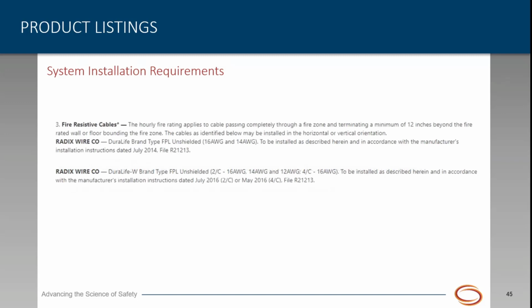Section 3 provides information on the cable itself, including the need to follow manufacturer's instructions. This also includes 2 important details. It says 1, the cable should pass completely through the fire zone and terminate a minimum of 12 inches beyond the fire rated wall. And 2, the cable can be installed horizontally or vertically or both.